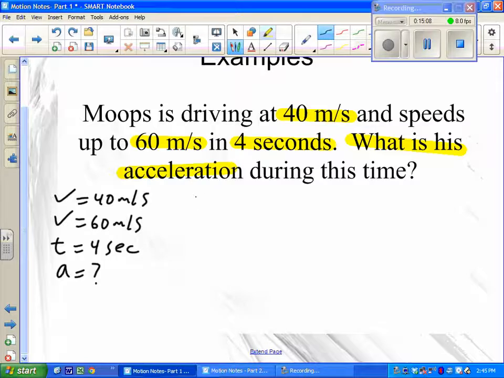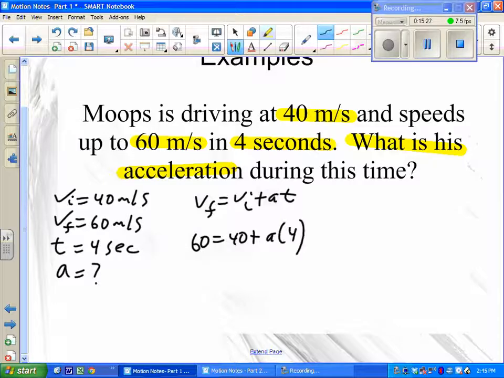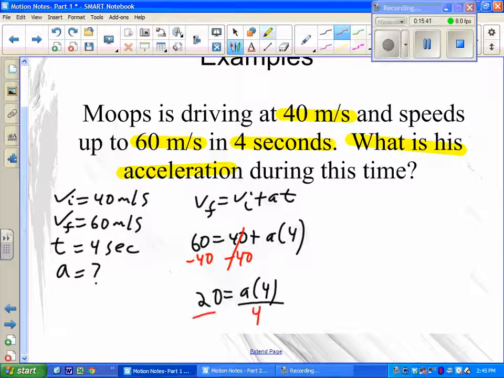So because I have two v's, I'm going to use the equation with two v's, but I need an initial and a final. So I read the problem, I realize I'm starting at 40, and my final is 60. So I would have 60 equals 40 plus a times 4. All right, I want to combine like terms, so I subtract the 40. I get 20 equals a times 4. Divide both sides by 4. And I get a equals 5 meters per second squared.